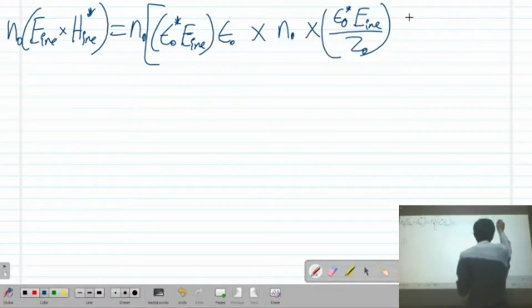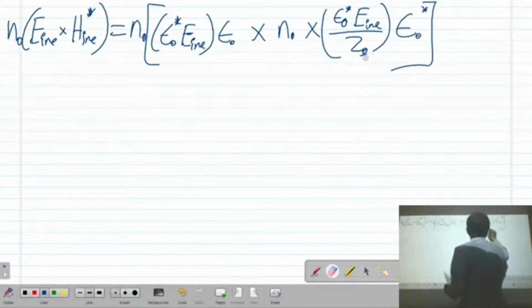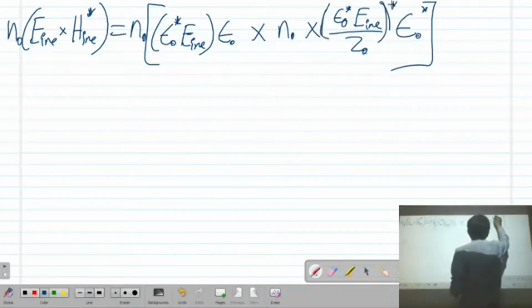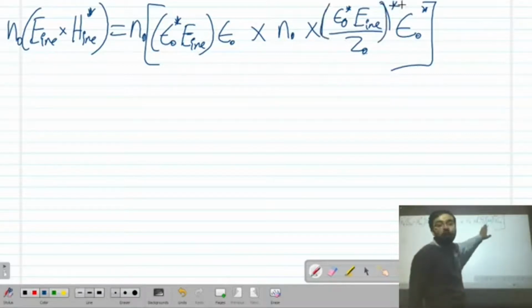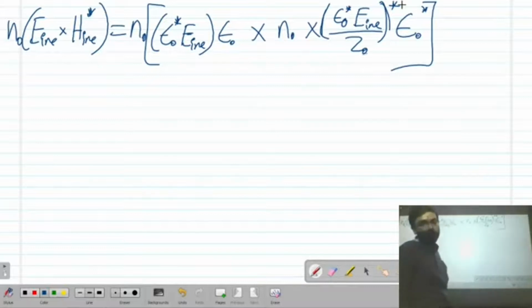Okay, and psi 0. Okay, okay, so this is nothing but we have substituted the value of H. We have substituted the value of H incidence. Okay, H incidence is nothing but n into E incidence by the impedance. Okay, we have already seen over there.